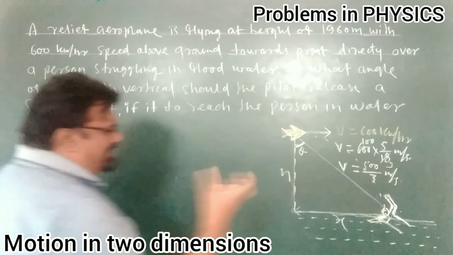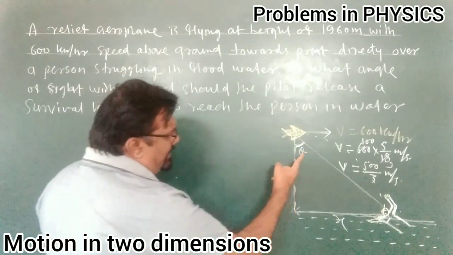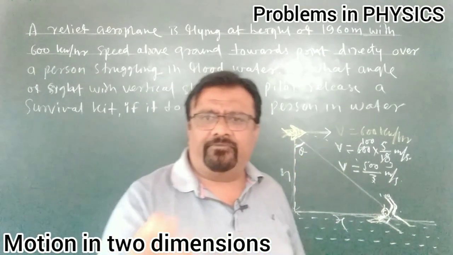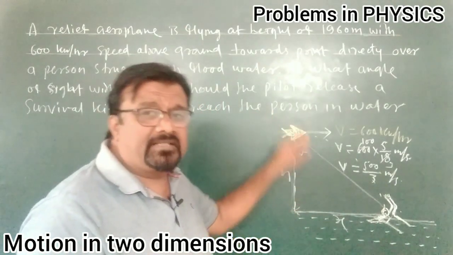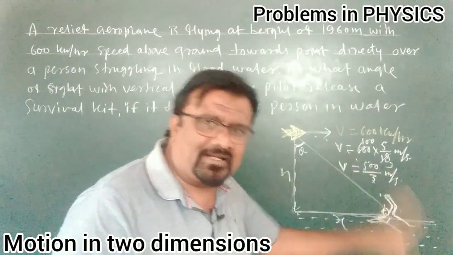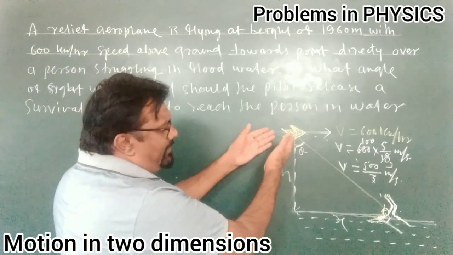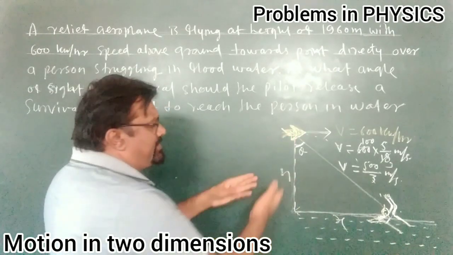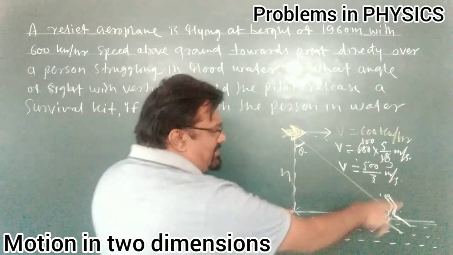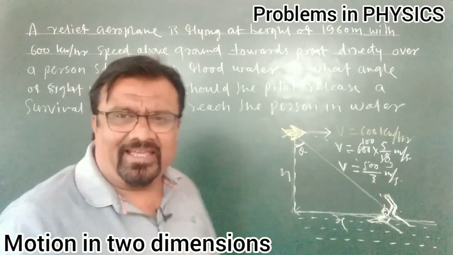Now let us consider, when the pilot releases that survival kit at an angle theta, if the survival kit directly reaches the person who is trying to survive in that flood, the distance travelled by the survival kit in the vertical direction, let us assume it is h, must be equal to the height of the aeroplane above the flood water, and the horizontal distance travelled by that survival kit, let it be x.